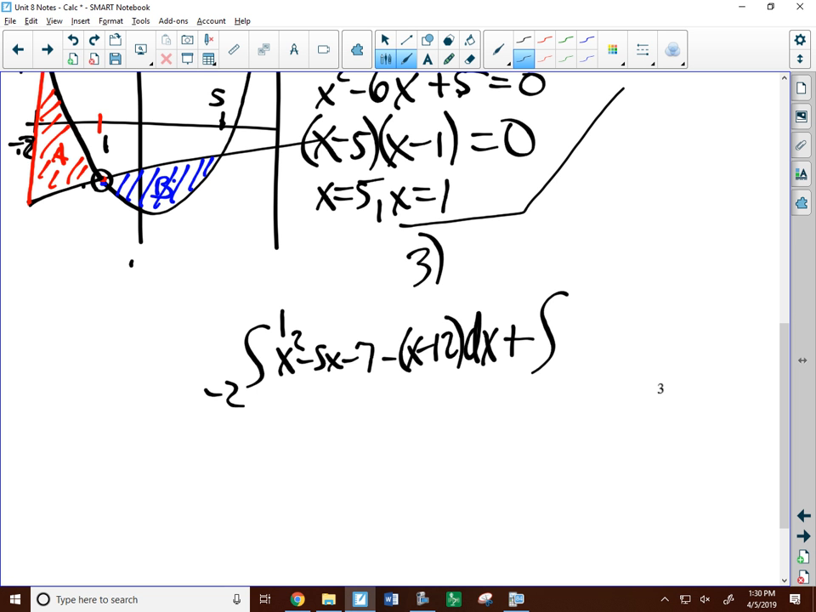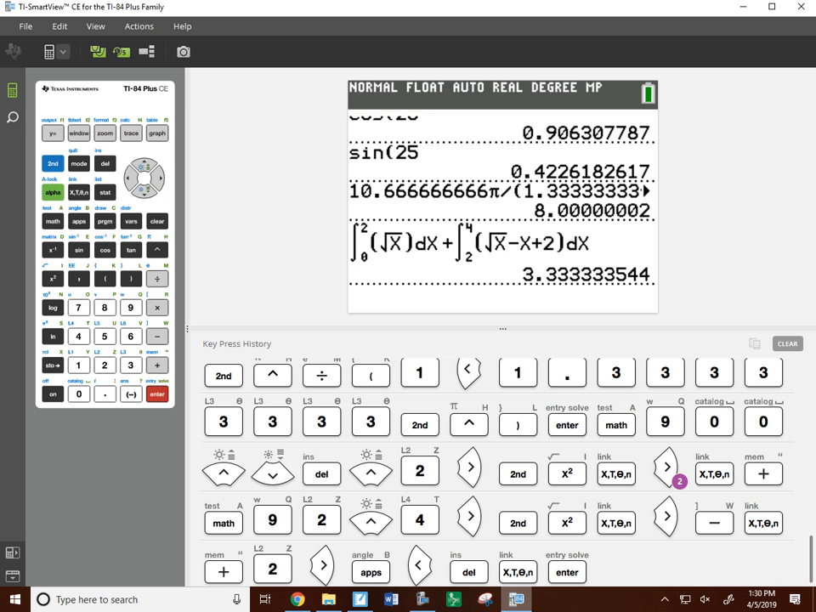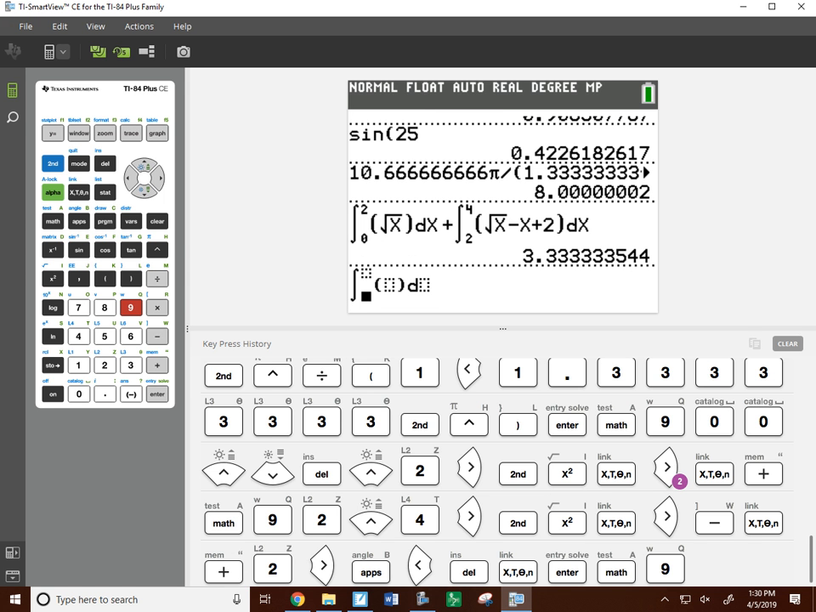Plus, then the next region is from 1 to 5. And it's just reversed. The line is now the one on top, so that's x minus 12, minus the one on the bottom, which is the parabola. So minus, in parentheses, x squared minus 5x minus 7. Again, it'd be good to try these out in your calculator. I will do them up here. It'd be good to try it out on your own.